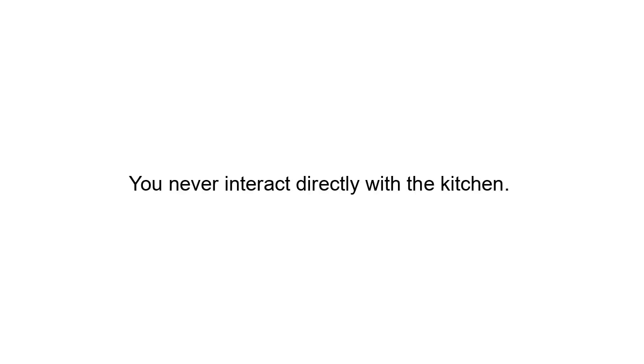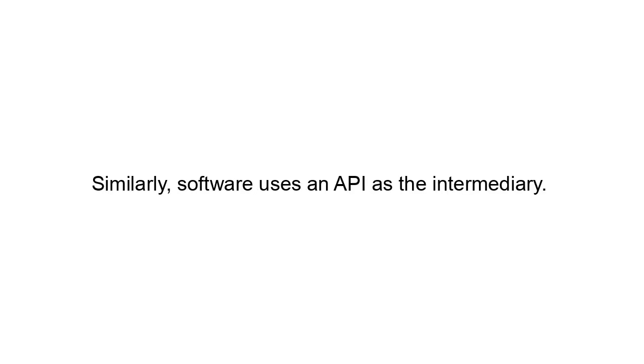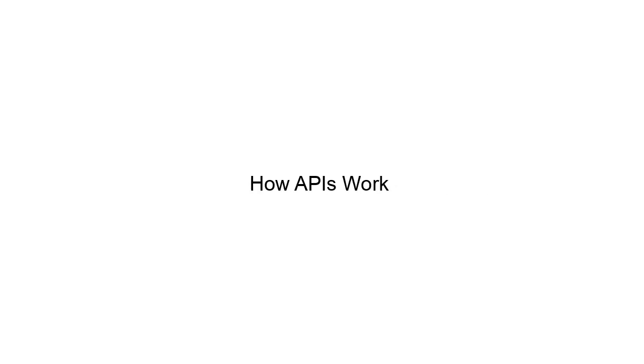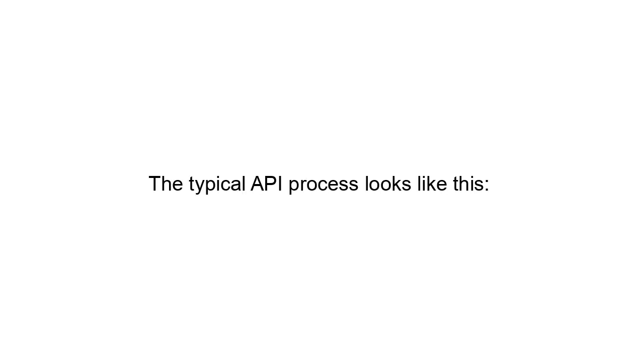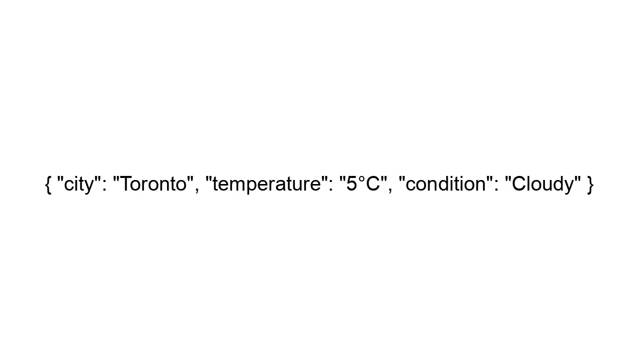How APIs work. The typical API process looks like this. Client sends a request. API receives the request. Server processes the request. API returns a response. Example request: GET weather?city=Toronto. Example response: { city: Toronto, temperature: 5 degrees Celsius, condition: Cloudy }. The response is often sent in JSON format, which is easy for programs to read.